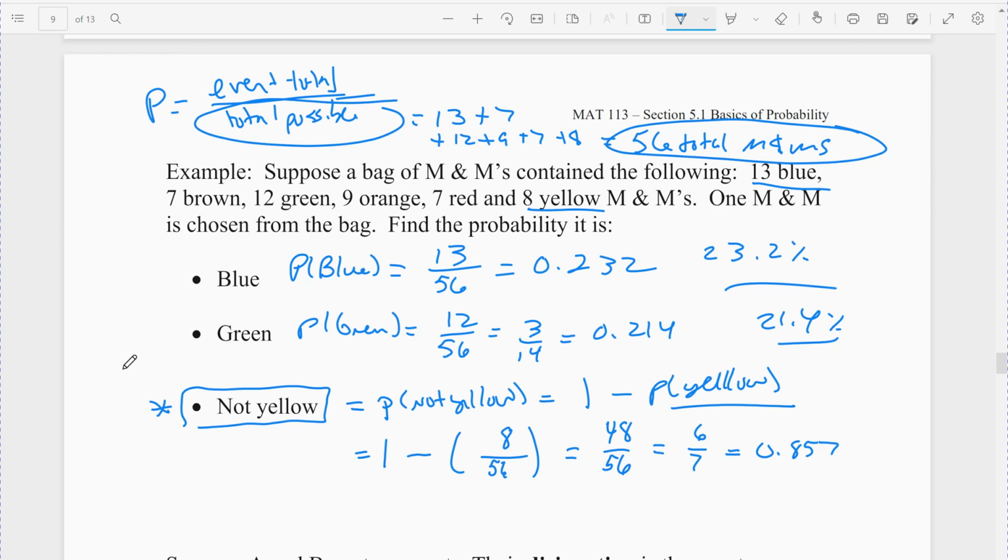So like I said, sometimes it's easier to find, because it was easier to find out how many yellows I have, because they already told me, than to add up all of the ones that are not yellow. That would be the alternative. You could do that. If you added up all of the ones that are not yellow, there should be 48 of them that are not yellow, and solved it that way. So again, the complement is just an easier, quicker method. When we get to bigger sets, you're definitely going to want to use the not method, the complement method.